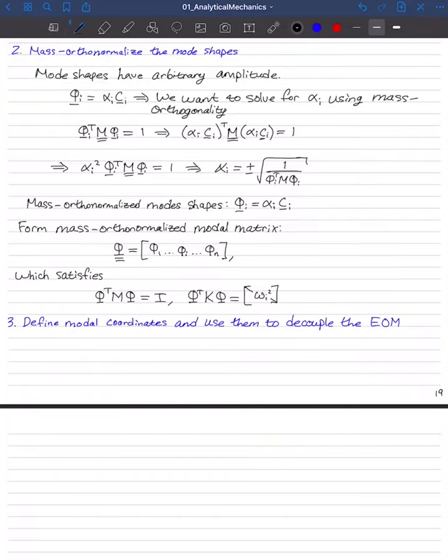Hello, welcome back to MEC 975 Advanced Vibrations. In the last video, we began our discussion of the procedure of modal analysis, and we stopped right after mass orthonormalizing the mode shapes. In this video, we're going to continue that discussion, and we're going to begin by defining modal coordinates and the modal transformation, and then we're going to use that to decouple the equations of motion.